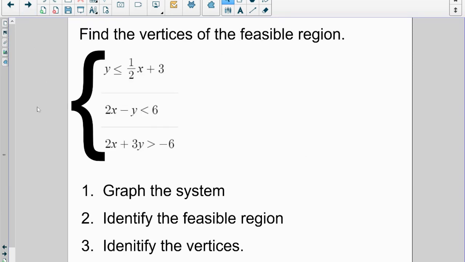Let's actually take a moment to do a problem like this together. So this doesn't have any context to it. There's no application, but this is just a system of inequalities listed here. We're going to find the vertices of the feasible region. So to do that, we want to start by graphing the system. So we're going to use Desmos to do that. We're going to identify the feasible region based on which shaded areas overlap. And then we're going to identify the vertices of that feasible region.